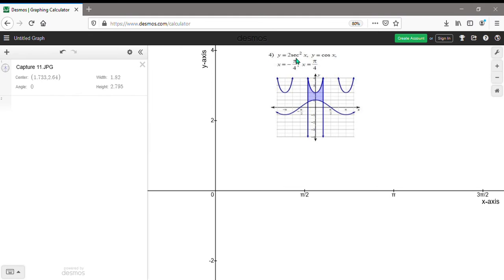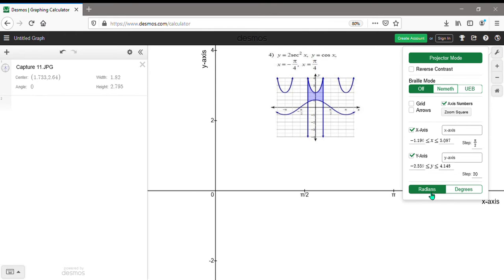Now, you may not know off the top of your head what secant squared looks like, but you should certainly know what cosine looks like. So cosine is going to be the bottom curve, and then the secant squared is going to be the top curve. Right, before we start working on this, I want to take a quick check to make sure I'm in radian mode. Everything we do in this class is radians, unless we're told otherwise.